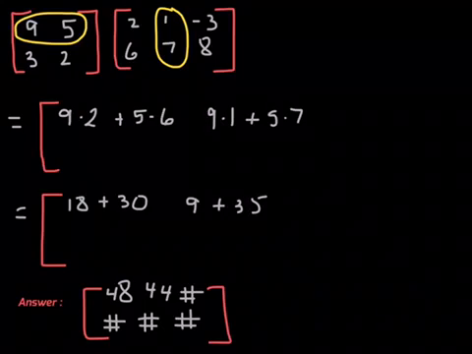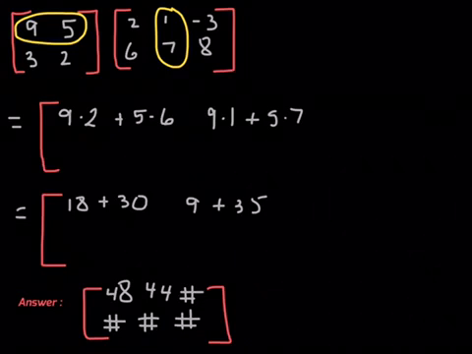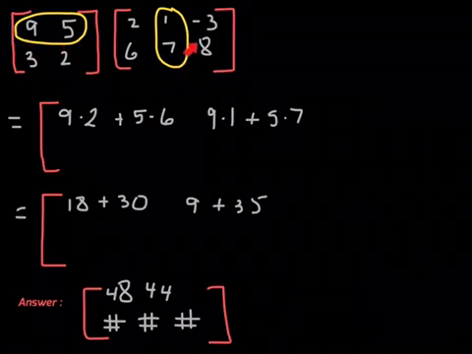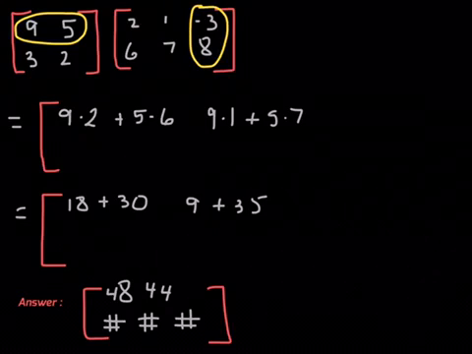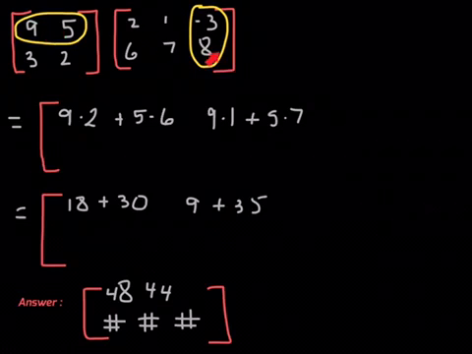What are we after now? This entry, what is this? The first row, third column. That means I'm going to take this first row and multiply it by the third column. That means I'm going to do 9 times negative 3 plus 5 times 8.